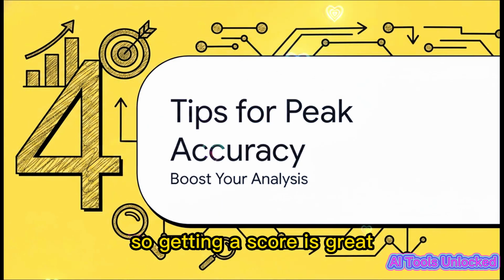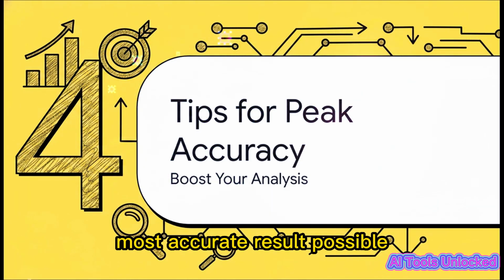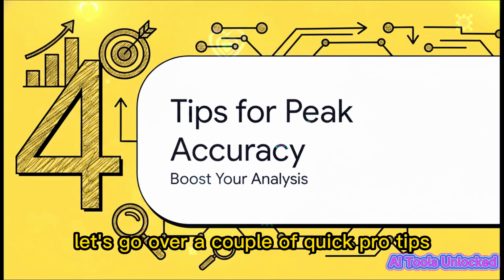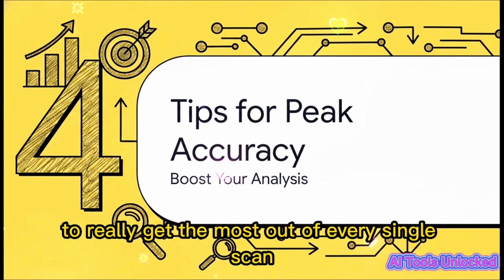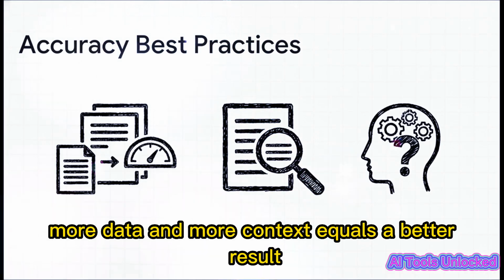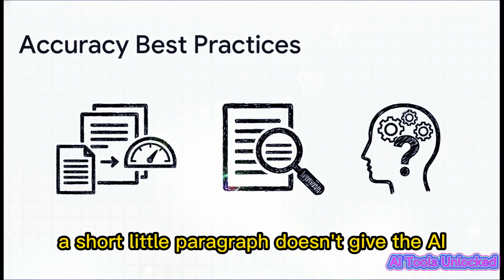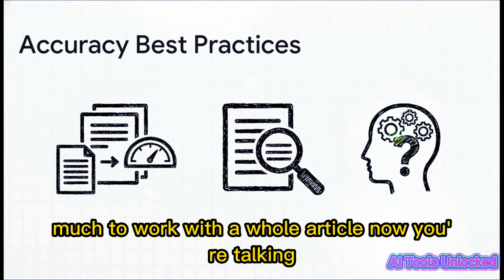Okay, so getting a score is great, but how do you make sure you're getting the best, most accurate result possible? Let's go over a couple of quick pro tips to really get the most out of every single scan. Look, it really comes down to this. More data and more context equals a better result. First off, always try to use longer pieces of text. A short little paragraph doesn't give the AI much to work with. A whole article? Now you're talking.